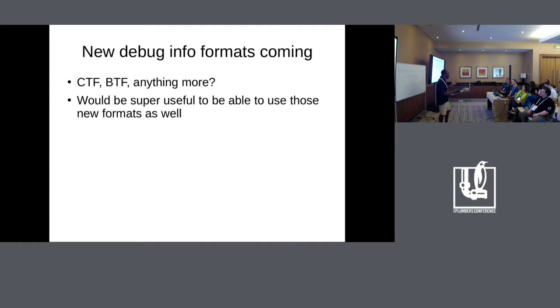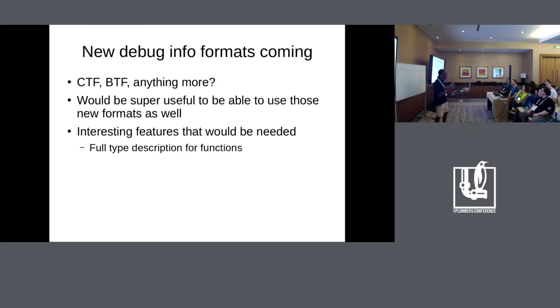So what do we need for that? Basically, we would need a full type description for programmer-level artifacts. By that I mean things that are meaningful to programmers. So not ELF section details and stuff like that. Nobody cares about those things. I'm talking about functions, variables, their types, whether the type is a structure, a pointer, a qualified type, things with consts, things like that.